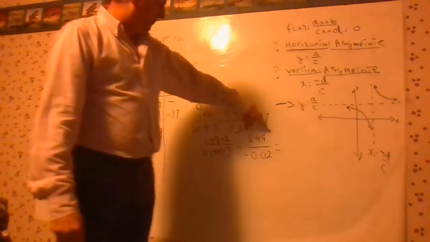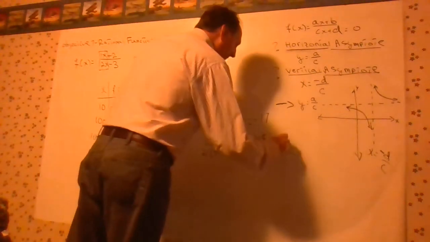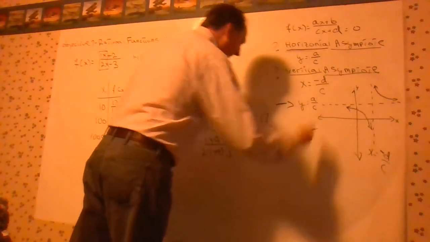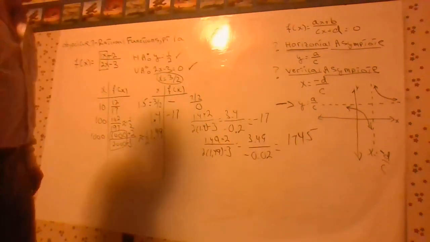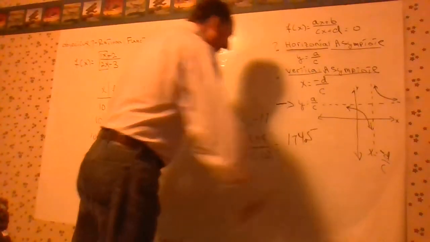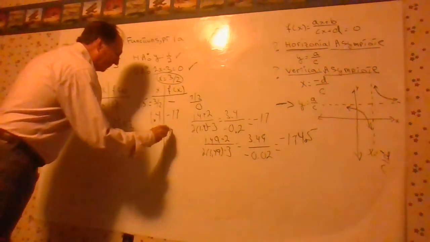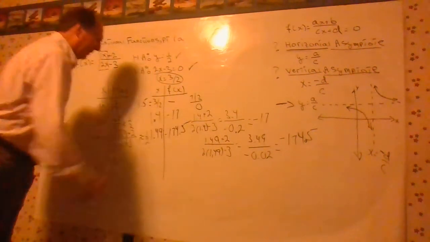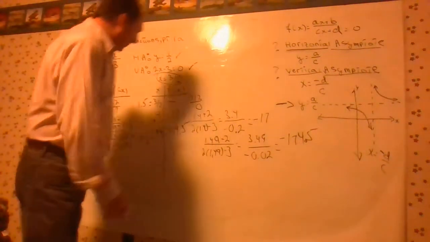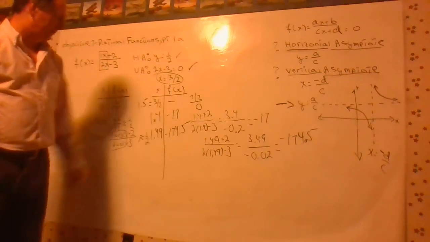You can divide 349 by 2, and that gives you 174.5, in the negative sense. Negative 174.5. Okay, and you see what's happening. It's headed to negative infinity. We can make this closer, and this will get closer still.